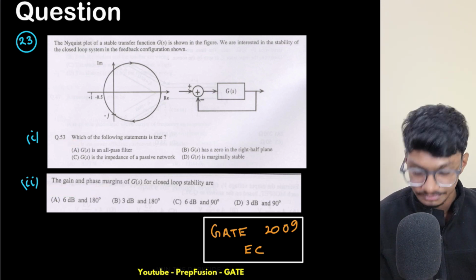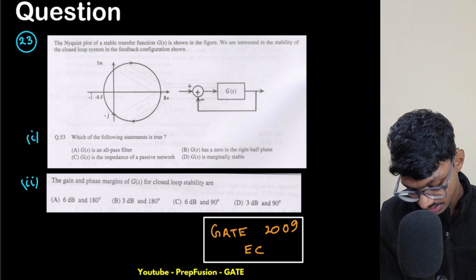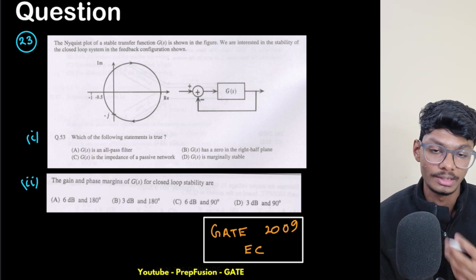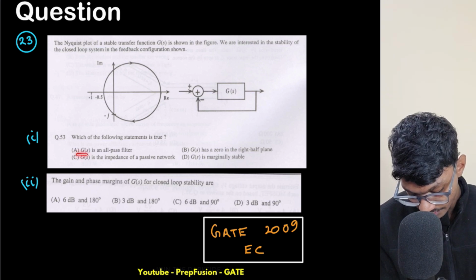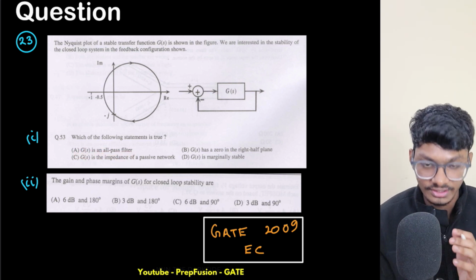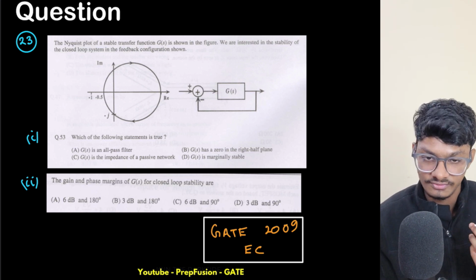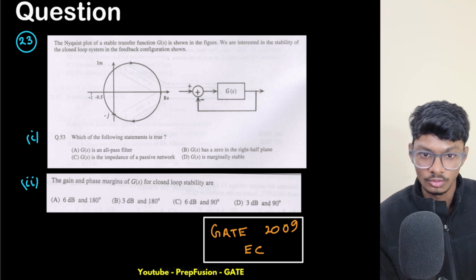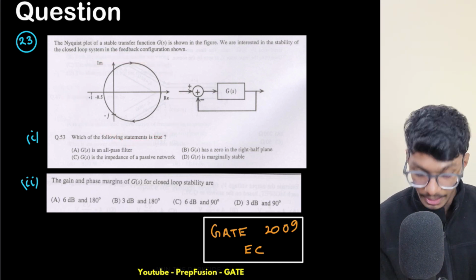So how to solve this? First you have to read the options. You can eliminate the options, and from there you can understand which options are true or not true. This is telling us G of s is an all pass filter. So if G of s is an all pass filter, you will study this in analog circuits, that for an all pass filter the magnitude response is constant and the phase response rotates a whole circle. It is correct that phase is rotating a whole circle, but the magnitude should remain constant.